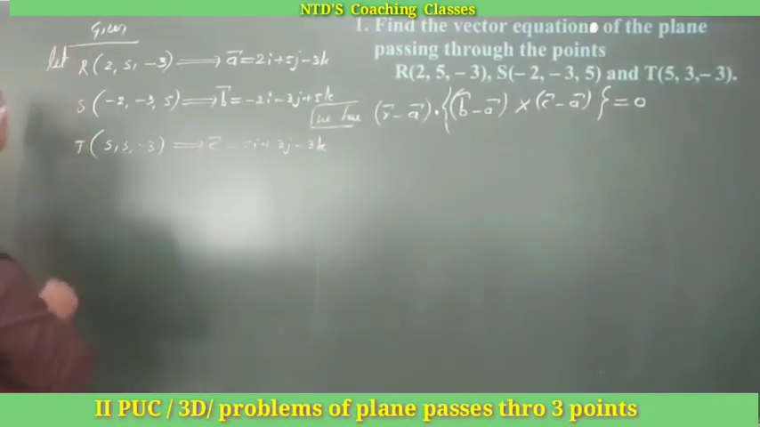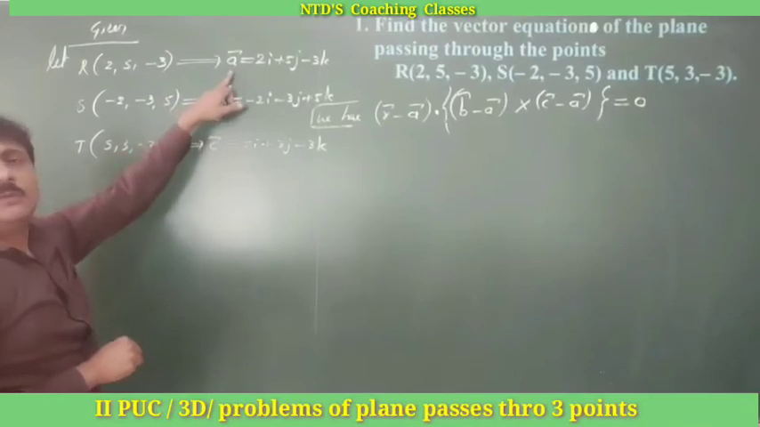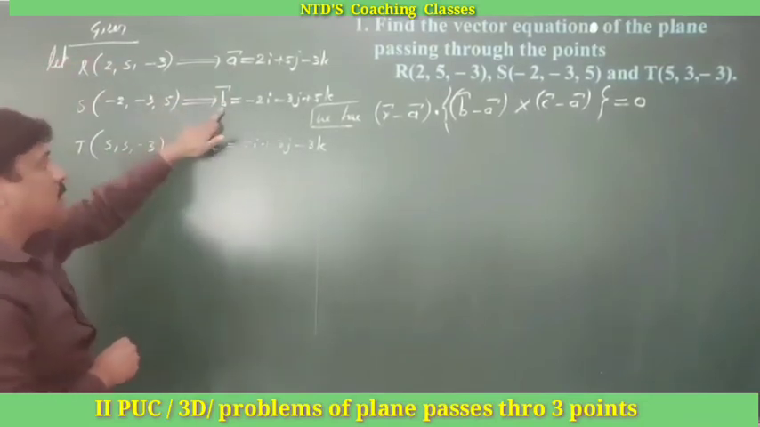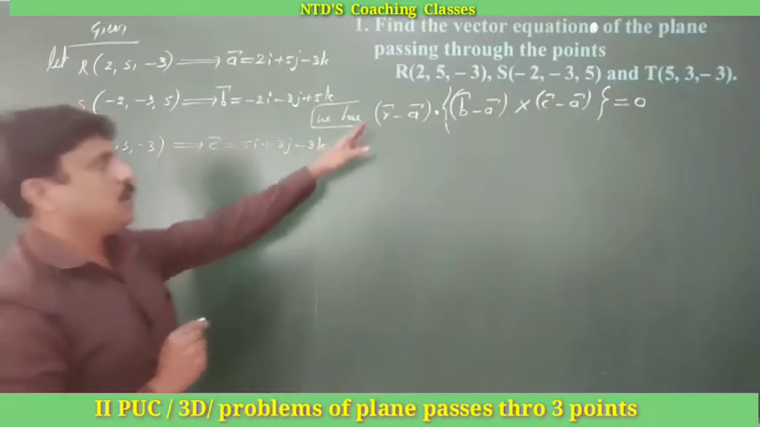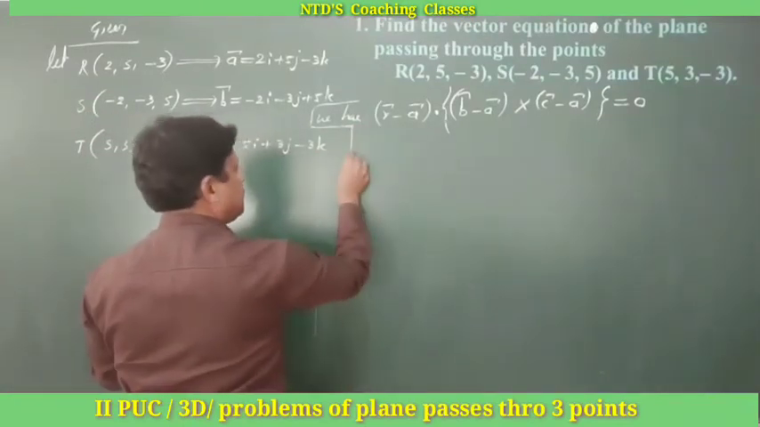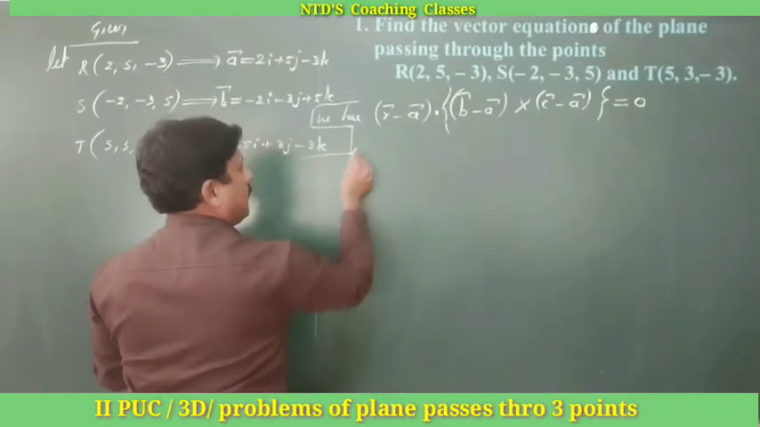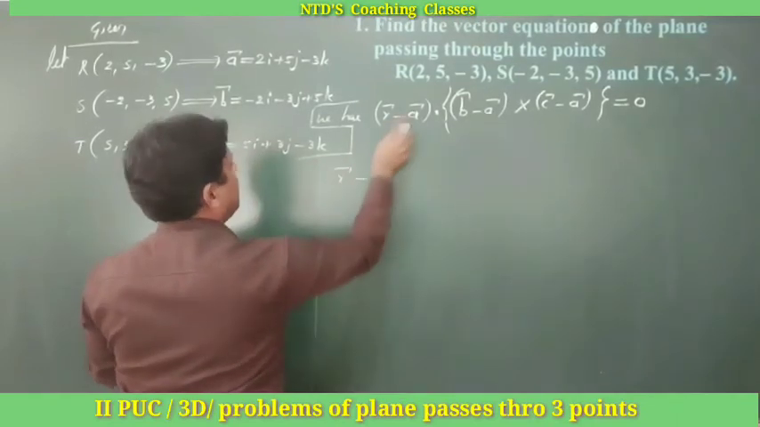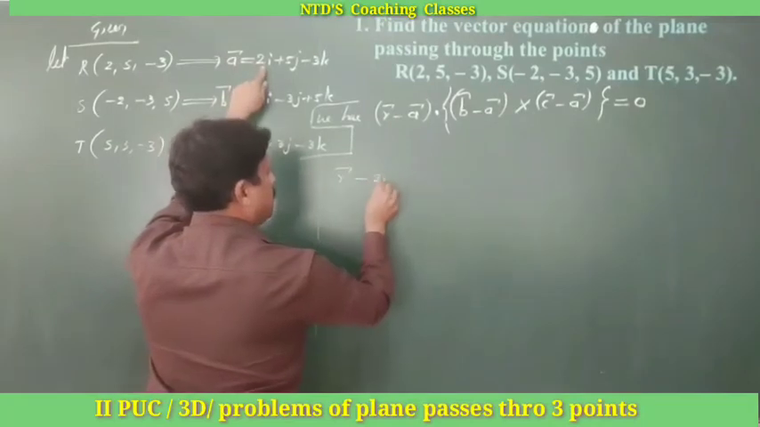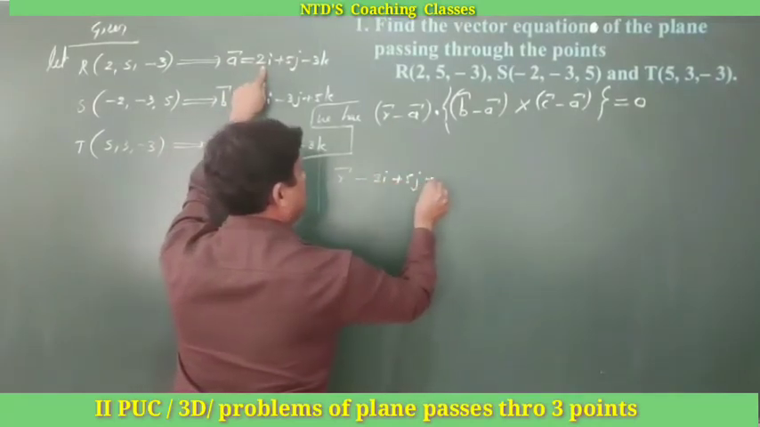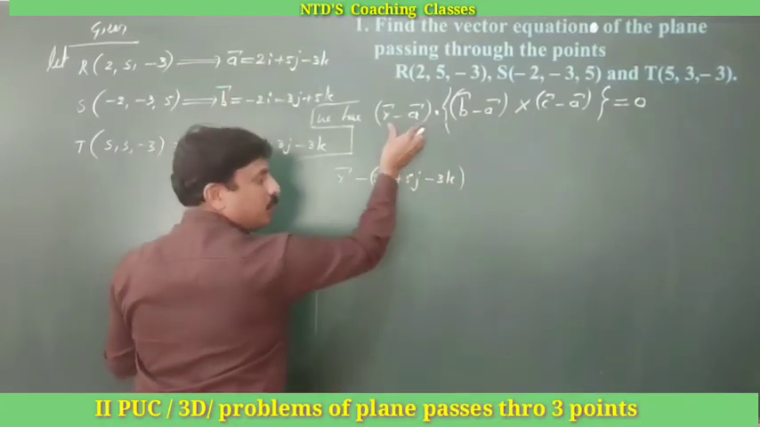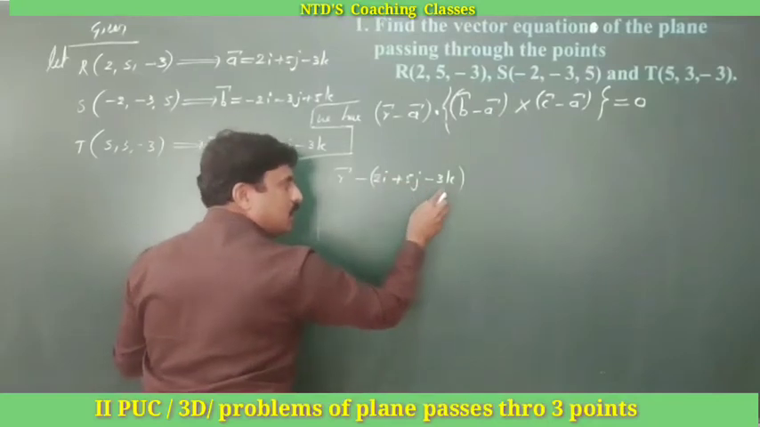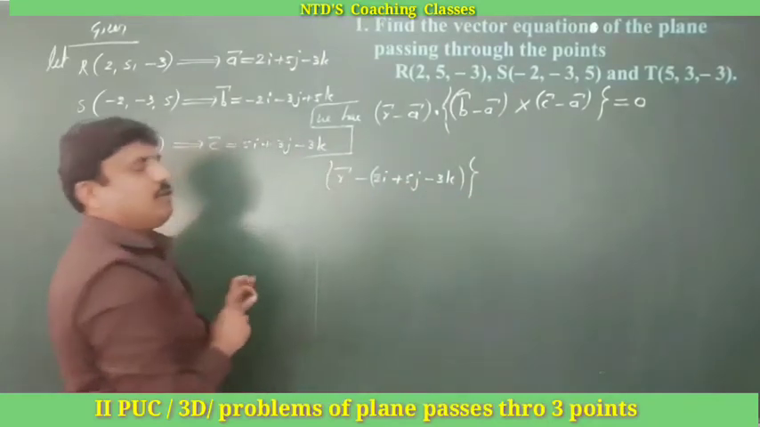Let us now assume: A means position vector of the point R, B position vector of S, C position vector of the point T. Then substitute these values in this equation of plane. R as it is, minus A position vector, that is 2i plus 5j minus 3k. Negative is there, put a bracket. R minus A, put a flower bracket, dot.